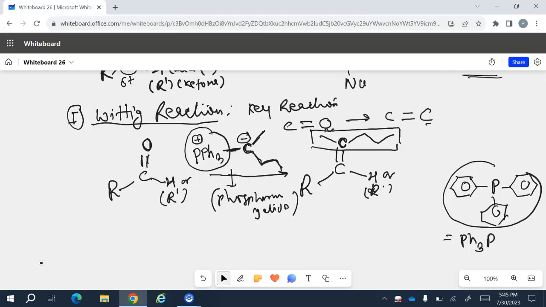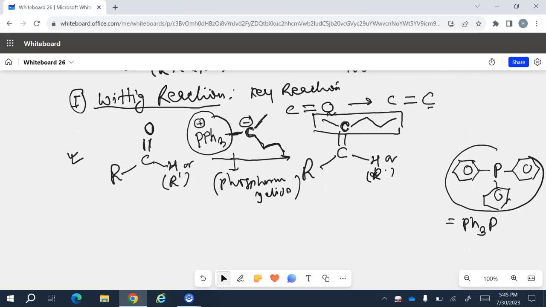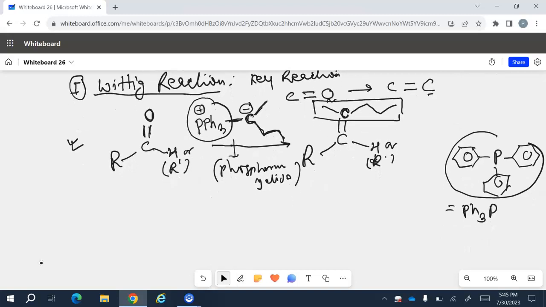Okay, now there are two things that we need to discuss. First of all, what is the mechanism of this reaction? How does the reaction take place? That is one part. And the second part is how do we prepare this phosphorus ylide? So let us discuss them one at a time. First of all, we will discuss the mechanism of this reaction.